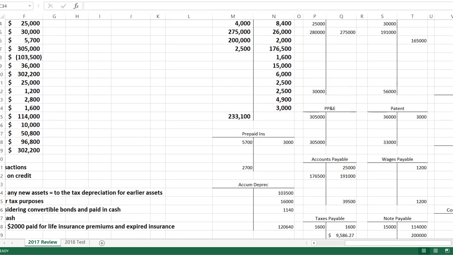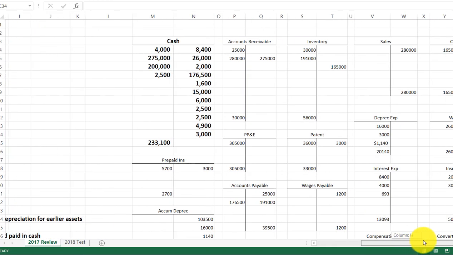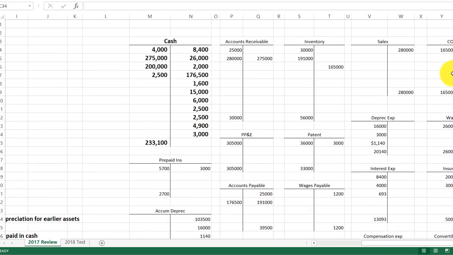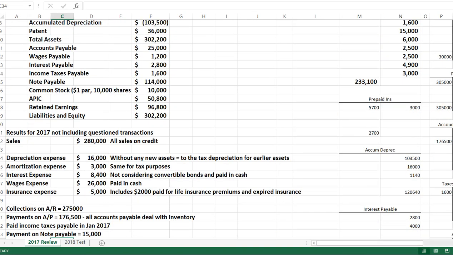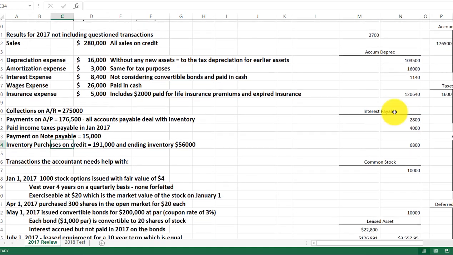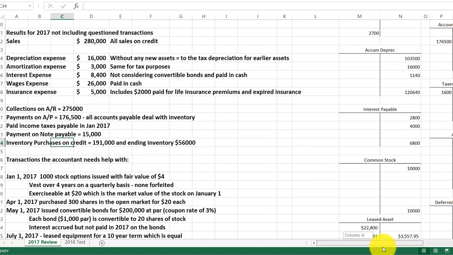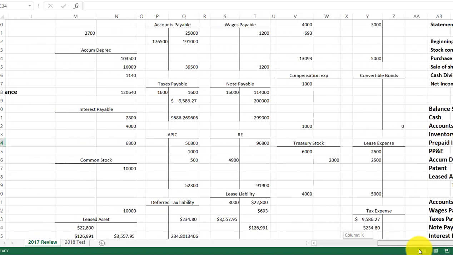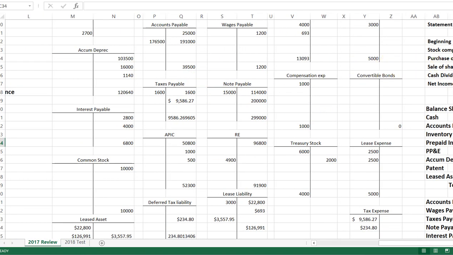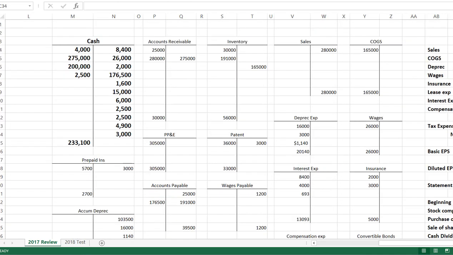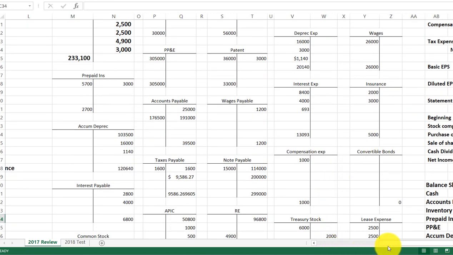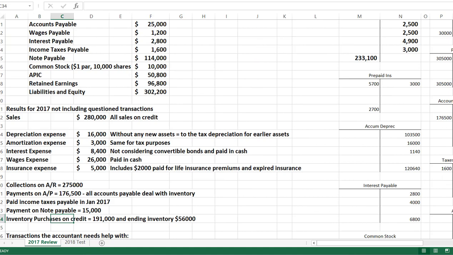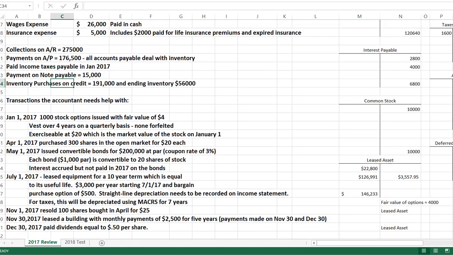Where did I put it? Oh, all the way over here. So, cost of goods sold. It's hard to see all of it at once in the spreadsheet. All right. But you see that each of those transactions was recorded in the T account. Once you know what the journal entry is, you put the debits on the left and credits on the right so you can keep track of the balances.